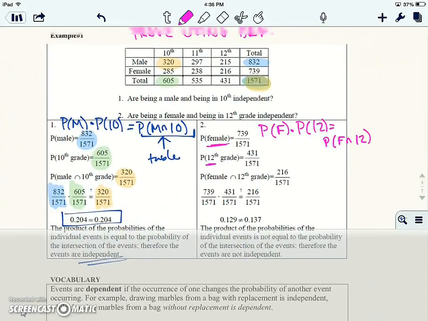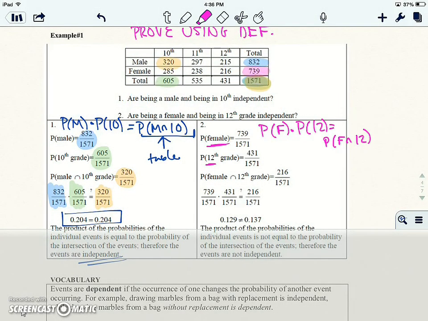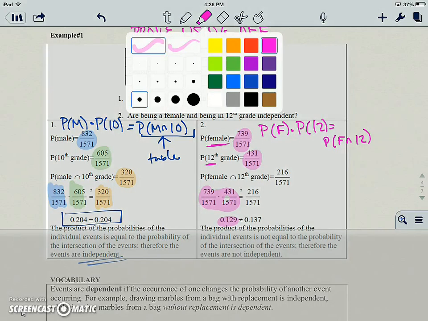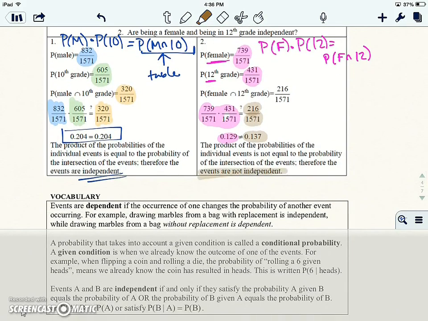So again, just like we did before, we would go ahead and look at them and say, okay, probability of being a girl, 739 out of the total. Probability of being in 12th grade, 413 out of the total. Multiply those together and we get 0.129. But if you look in the middle, the probability of being a female in the 12th grade is only 216 out of the total. These do not match, okay? So there is some type of relationship here between being a girl and being in the 12th grade at this school. So they are not independent.